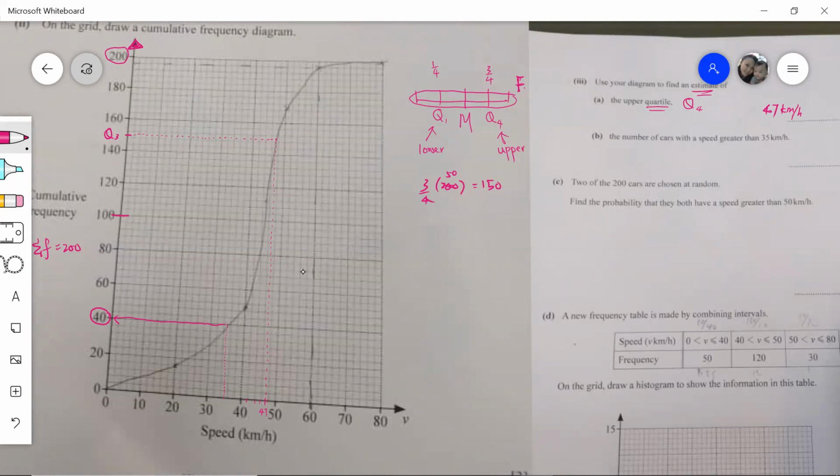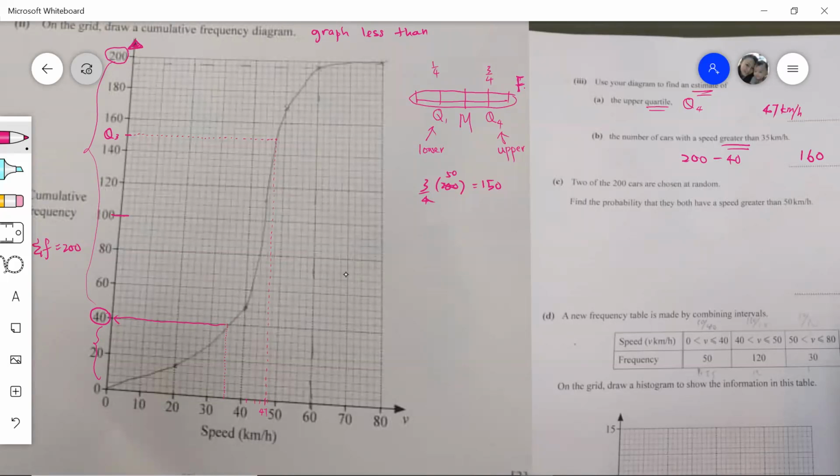Why? Because this graph is called an ogive. There is another name, we call it the less than graph. That means the number of cars that drive less than 35 is 40. So what do we want? We want greater than. If less than 35 is 40, then greater than must be the remaining up to the 200. Therefore, we just need to take 200 minus the 40. So there you go. Our answer is 160.